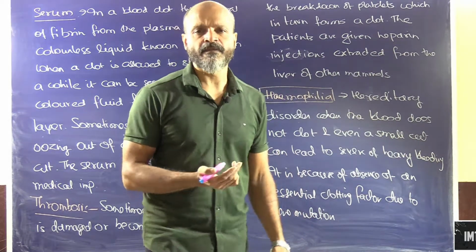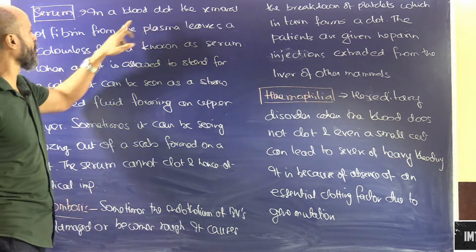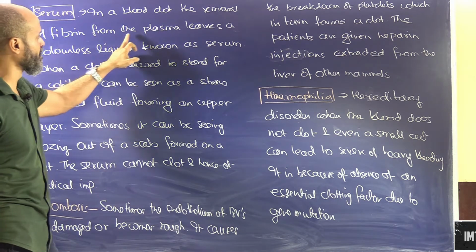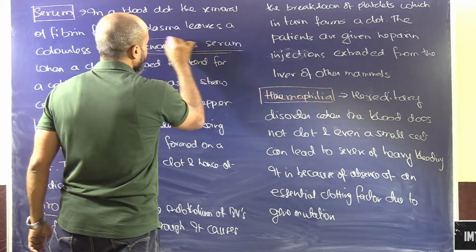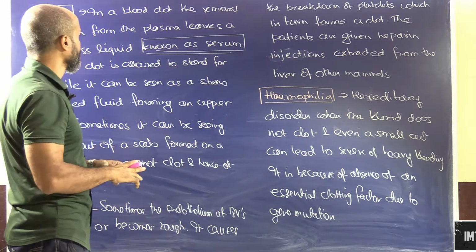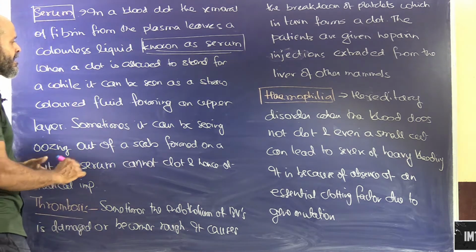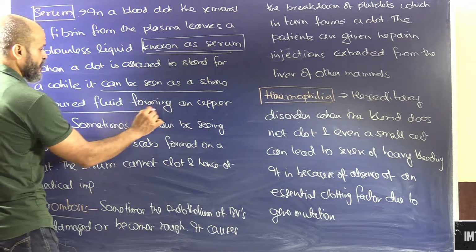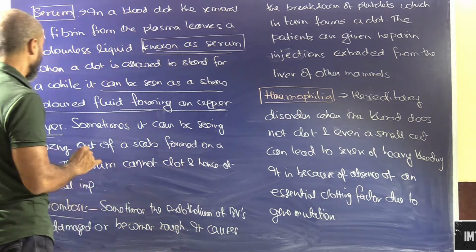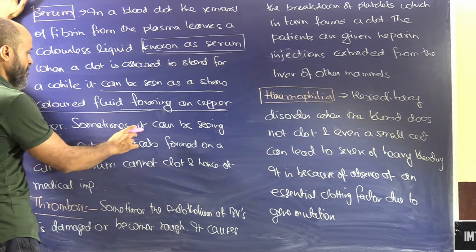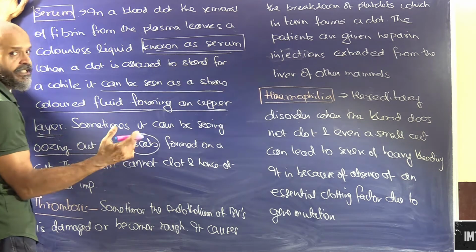Okay, certain terms that we need to be aware of. Let's say there is a term called serum. In a blood clot, the removal of fibrin from the plasma leaves a colorless liquid which is known as serum. When a clot is allowed to stand for a while, a straw colored fluid forms an upper layer. Sometimes it can be seen oozing out of a scab, if we form a scab on a cut.